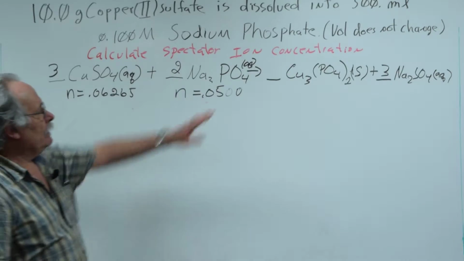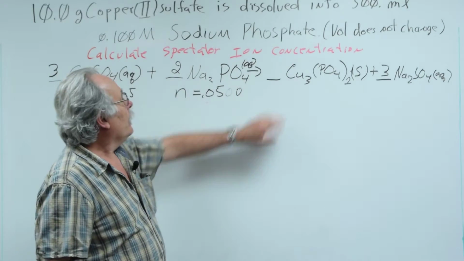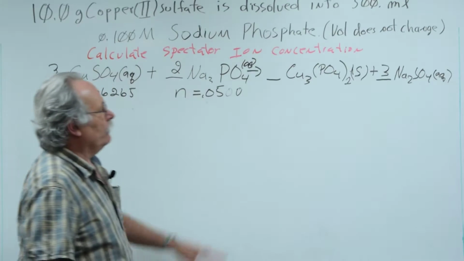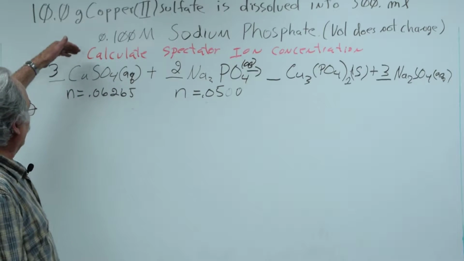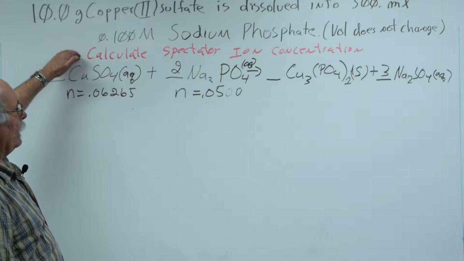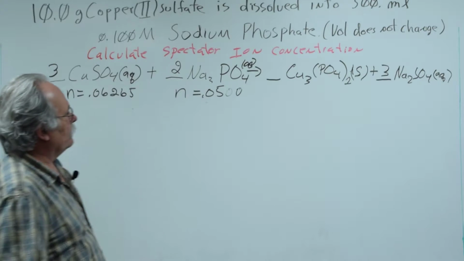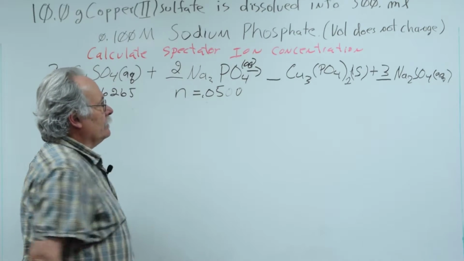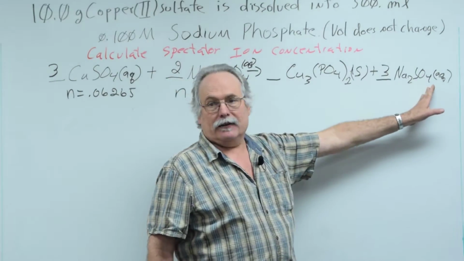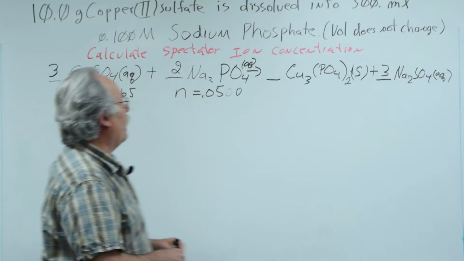Okay, so far we looked at the net ionic equation. We calculated the mass that the copper 2 phosphate formed. We realized that the copper was the limiting reagent, and that concentration went to 0. We calculated the concentration of the excess phosphate, and now we need to calculate the concentration of the spectator ions.